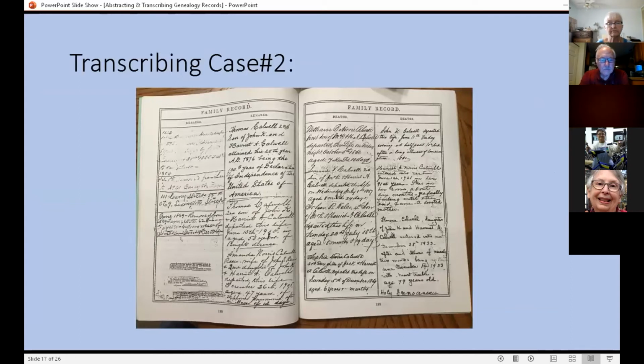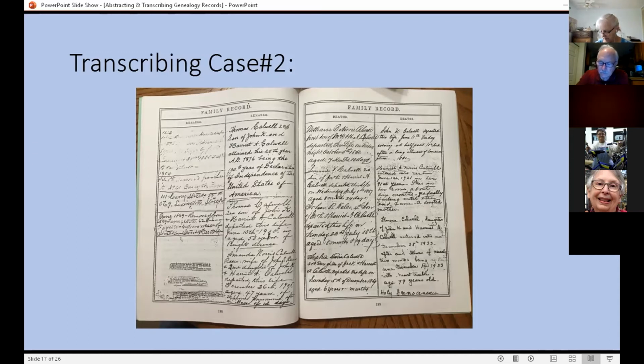This next item is, of course, as you can see, a family Bible. And what we try to do when we're transcribing a family Bible, we write it as we see it. This is not one of those things that you want to abstract. You want to basically transcribe it exactly as you see it, word for word. And also, if there is a title page, you want to include the title of the Bible, the printer of the Bible, and the year that the Bible was copyrighted.